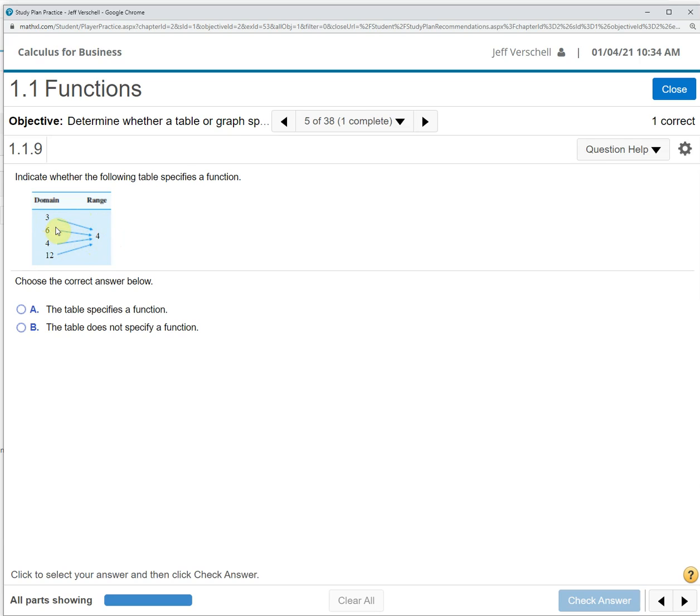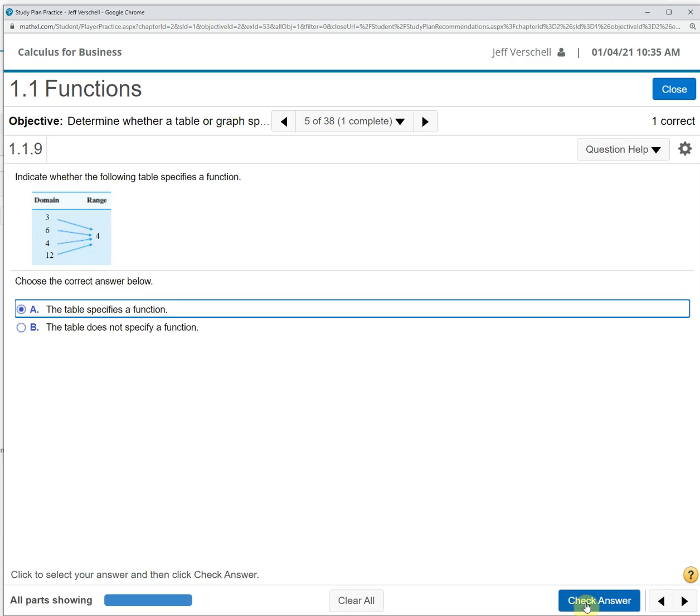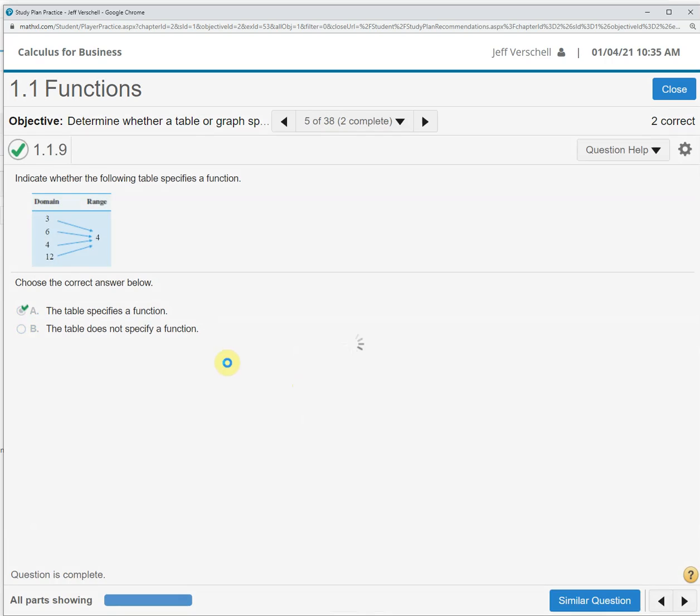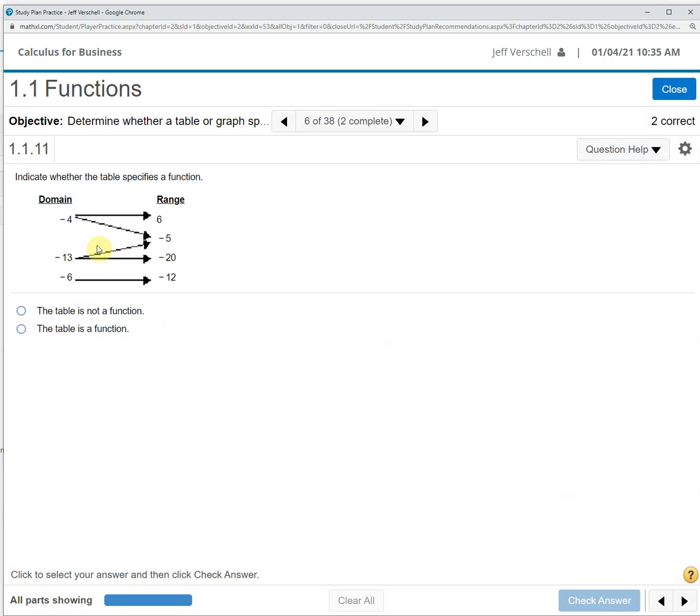Okay, so in this case, if I was looking at a computer program for this picture, no matter what number you type in, the answer is always 4. There's no discrepancy, there's no confusion. Okay, so for example, let's take a look at this one. Let's see what the next question has. So now look at this one. Right here with -4, we see -4 goes to 2 different places, and that's what makes it no good.